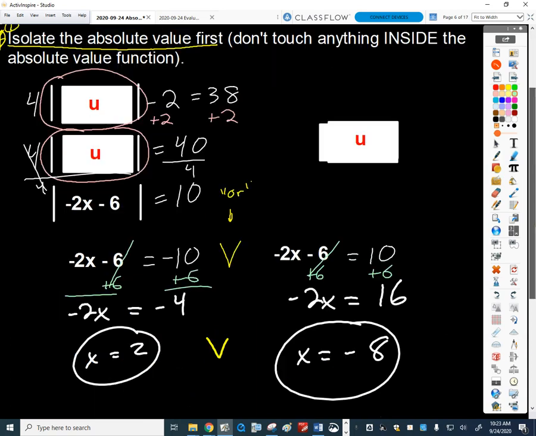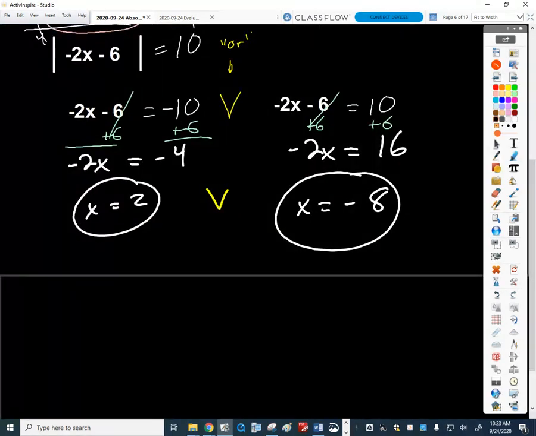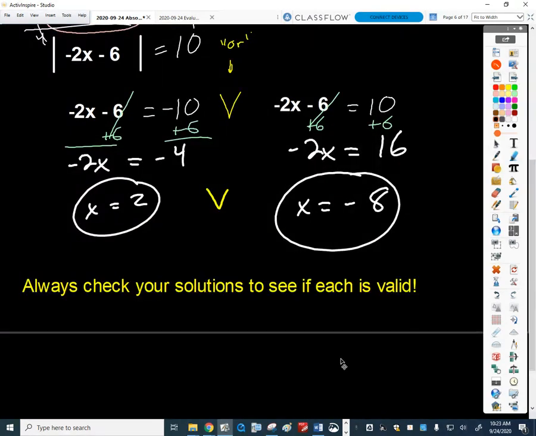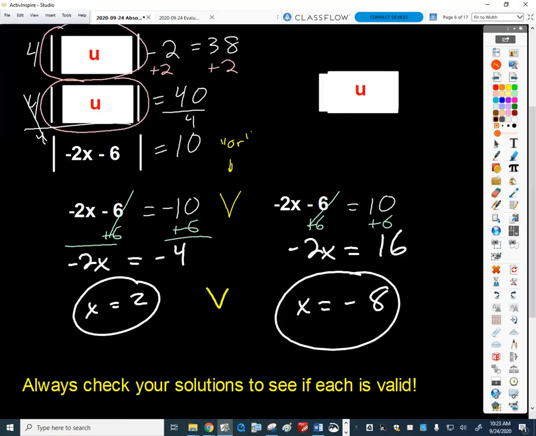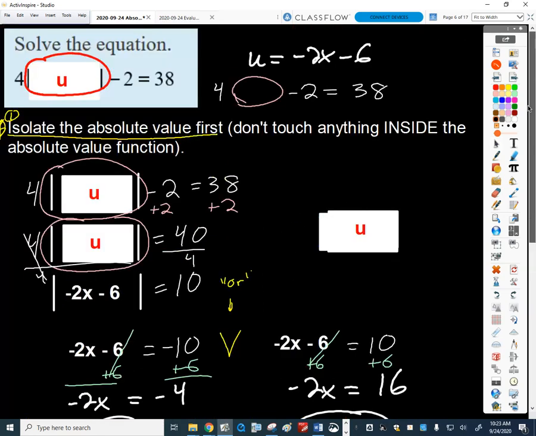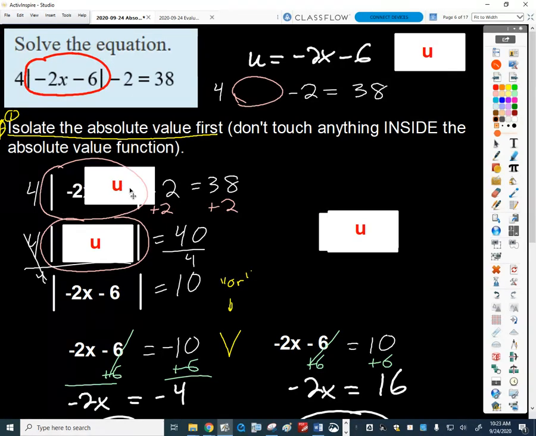Piece of cake. Now, the last thing we want to make sure we do here, and you'll see why in a little bit, we always want to check to make sure our solutions are valid. Where would we check? We just go back to the original equation and plug them in. Let's just try one of these. What if I plug in -8, for example? If I plug -8 into my original equation, let's just verify that that's going to work.